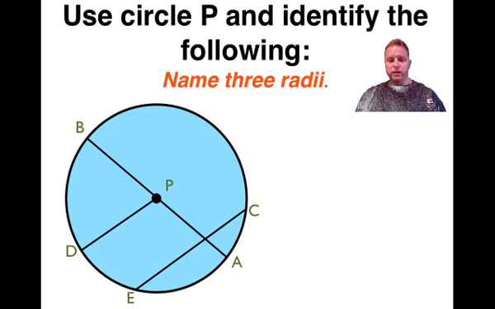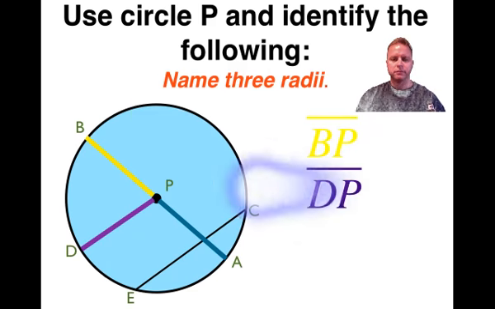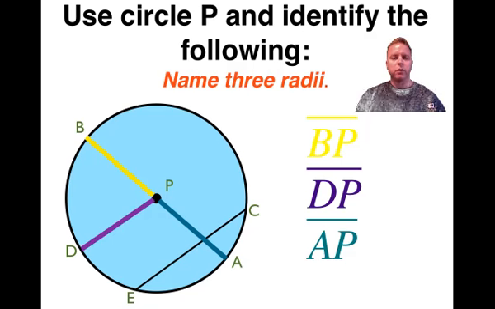So, I want you to use this circle to identify the following. First thing I want you to do is name 3 radii. Radii is plural for radius. So one could be line segment BP and line segment DP, and a third could be line segment AP. Now when you write these down, make sure that you put the line over each one so that we know it's a segment.